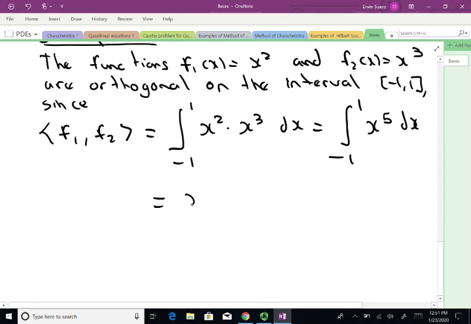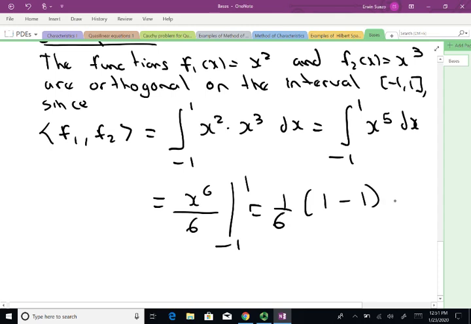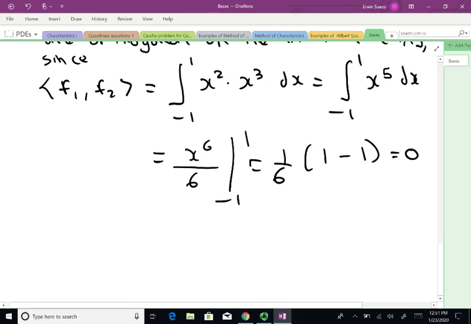So it will be x to the 6 divided by 6, minus 1 and 1. So that will give me, you want to factor 1/6, then it will be 1 minus 1, so this is 0. Okay. So similarly, you can prove that the inner product between x squared and x to the 4 is 2/7, which is different from 0. So these two functions are not orthogonal.